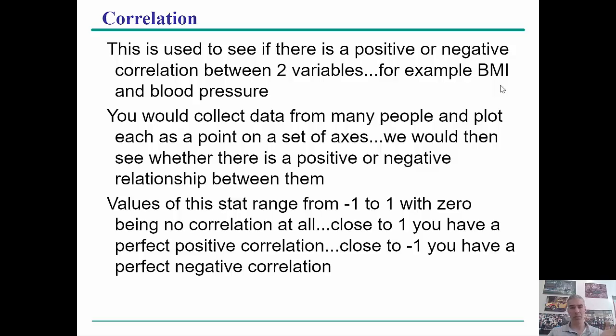And what you're trying to determine is, is it a perfect correlation? Is it a weak correlation? Is it positive or negative? Is there, as one goes up, the other goes down? That's a negative relationship. If one goes up, the other goes up, that's a positive relationship. And these values of the statistic range from -1 to 1, with 0 being no correlation, 1 being a perfect positive, and -1 being a perfect negative correlation.